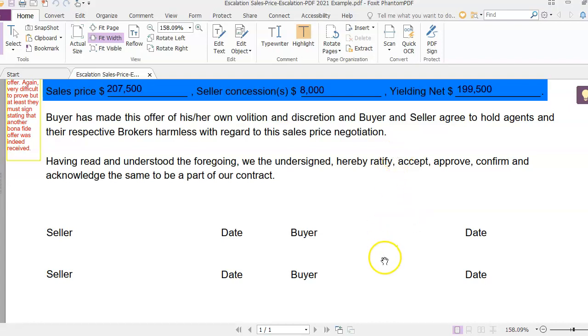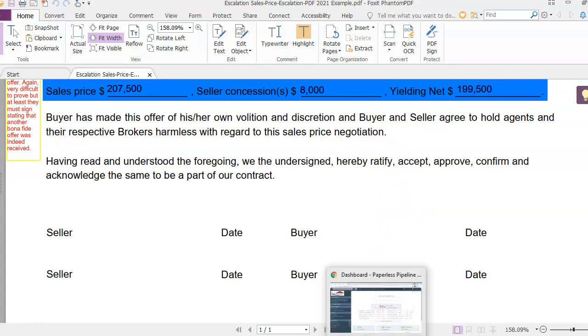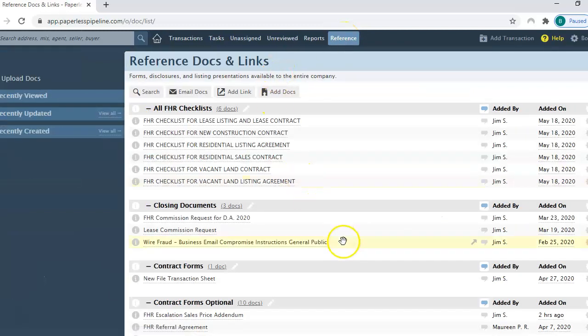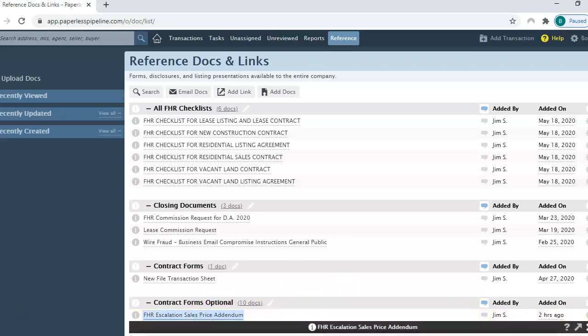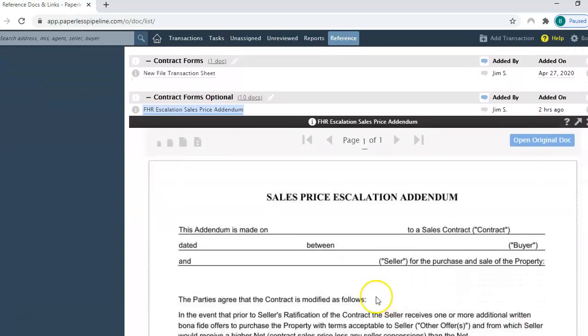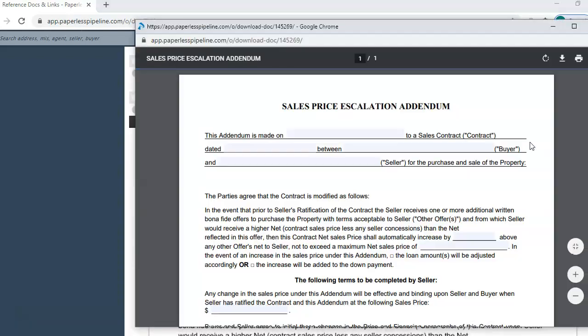That will all be here. Let me show you on Paperless Pipeline where this form will be. It is not on Form Simplicity yet. So if you go to Paperless Pipeline, once you've logged in, go to Reference, and you're going to go to Contract Forms Optional. You see this doc here, FHR Escalation Sale Price Addendum. Click on that. Here is the document. If you want the editable, go ahead and mark Open Original Doc, and you will see the form I just went through, but without all my markings over it.